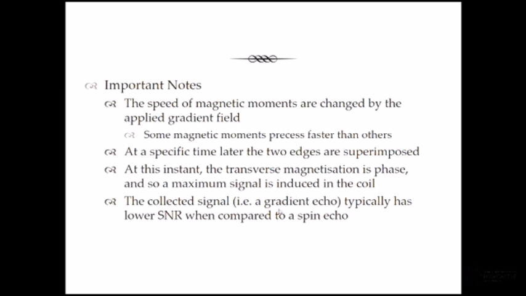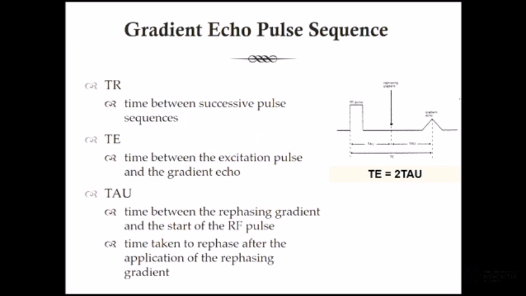The collected signal, in this time being a gradient echo, typically has lower signal to noise ratio than a spin echo sequence. So remember before I said that if we collected the same slice in a brain with a gradient echo sequence and a spin echo sequence, the gradient echo will have significantly less signal to noise ratio because of the way that we've collected it. We haven't collected the maximum magnetisation. But as I said, there's reasons for doing that, and some of those revolve around speed and the need for three-dimensional imaging.